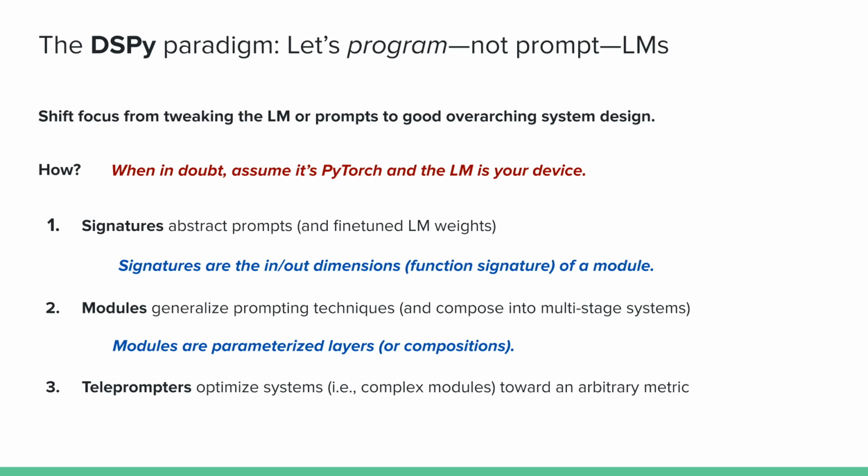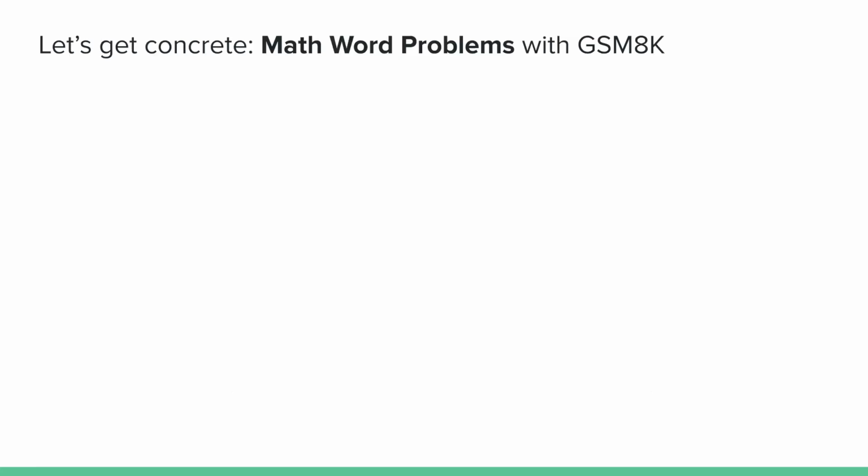Signatures are simply specifying the function behavior, the input-output behavior of a module. So in PyTorch, this might be like the dimension of your layer or the number of channels and whatnot. And teleprompters are simply optimizers. So, Adam, SGD are popular ones there. Here, we'd have things that bootstrap few-shot examples or optimize with hyperparameter optimizers and whatnot. So let's get concrete. Let's say you want to solve, I don't know, a math word problem.